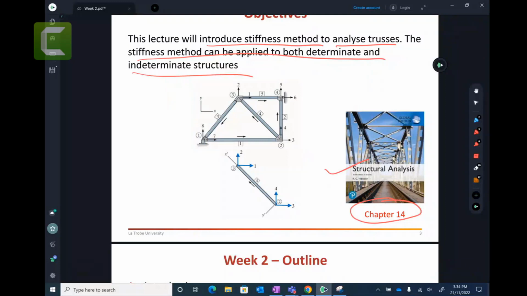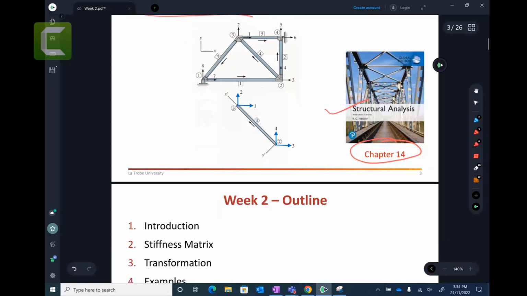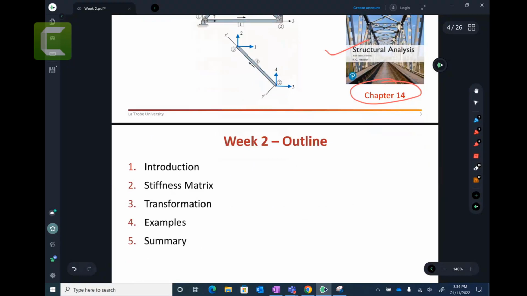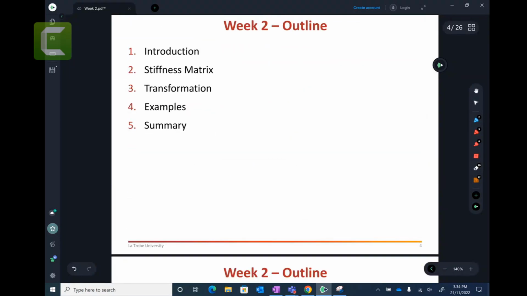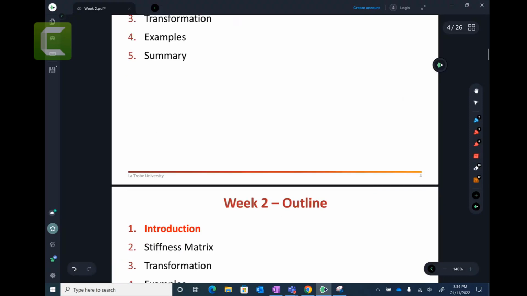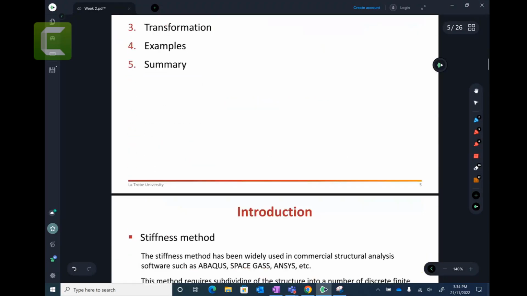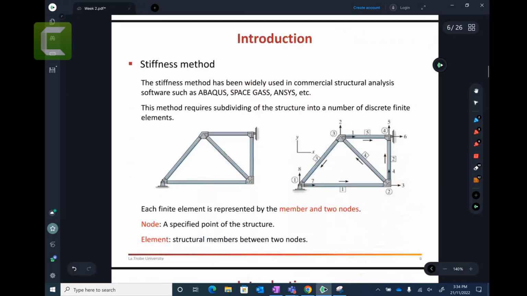You can read it online easily. You don't need to purchase it and so on. But if you attend the lectures, you should be okay to take anything that you require to complete the assignments. Now, the stiffness method.